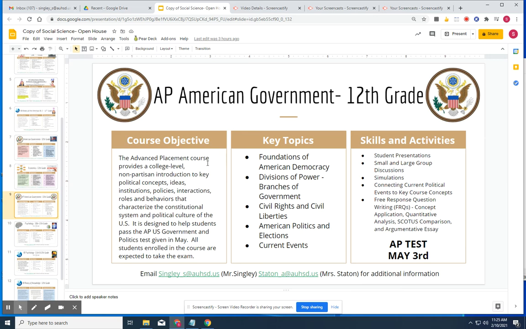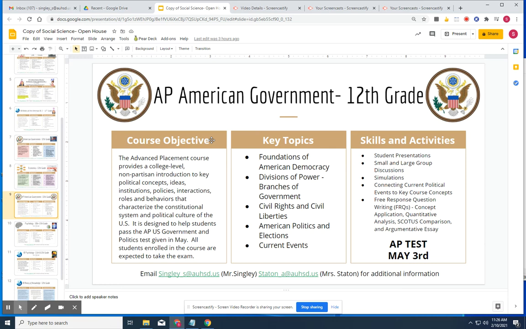It is also possible as a senior to take AP United States Government. AP U.S. Government and Politics provides a college-level, nonpartisan introduction to key political concepts, ideas, institutions, policies, interactions, roles, and behaviors that characterize the constitutional system and political culture of the United States. Students study the foundational documents, Supreme Court decisions, and other text and visuals to gain an understanding of the relationships and interactions among political institutions and processes and behaviors.